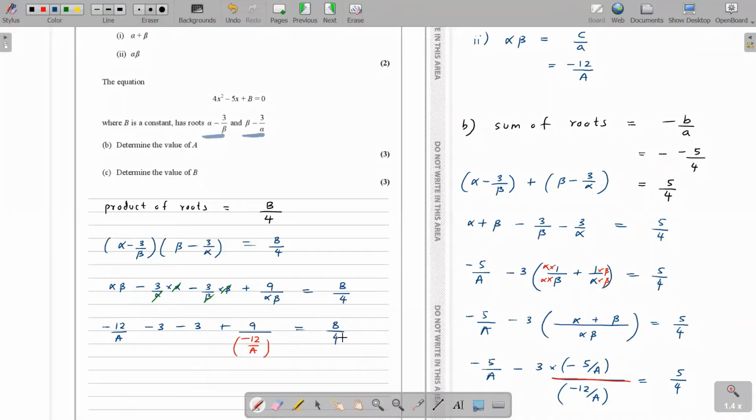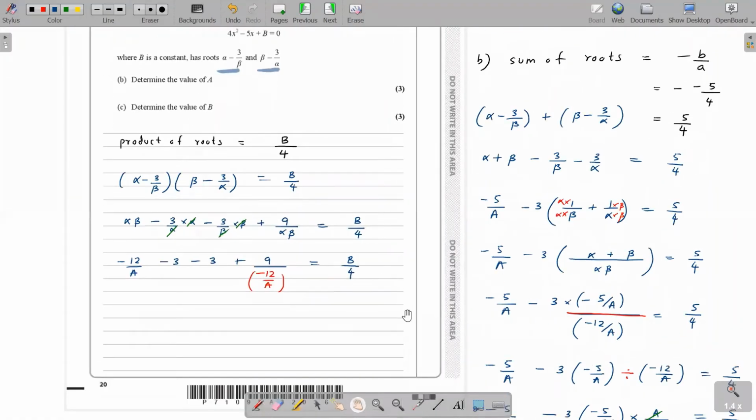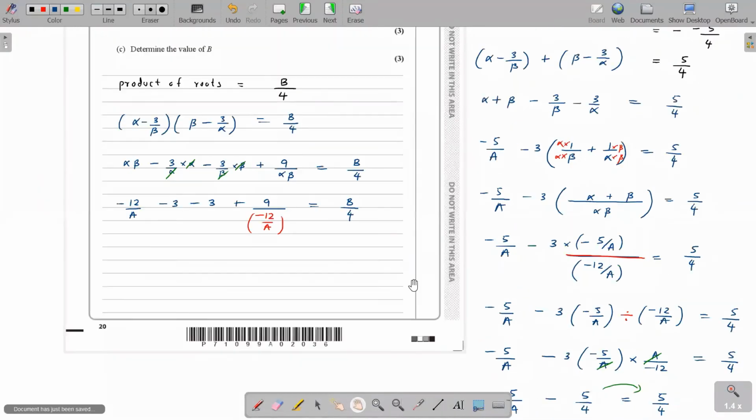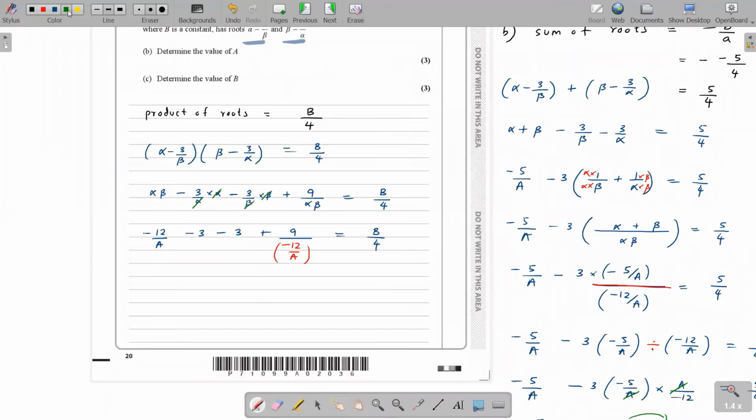Equals B over 4. So I think we just found the A value, right? What was the A value we got? A value was minus 2. So we just need to replace the A value as minus 2 and make B the subject. So minus 12 divided by A is minus 2. In here, shall I add the minus 3 and minus 3? Minus 3 plus minus 3 is minus 6. Are you with me? Plus 9 over minus 12 divided by A, where A is minus 2.